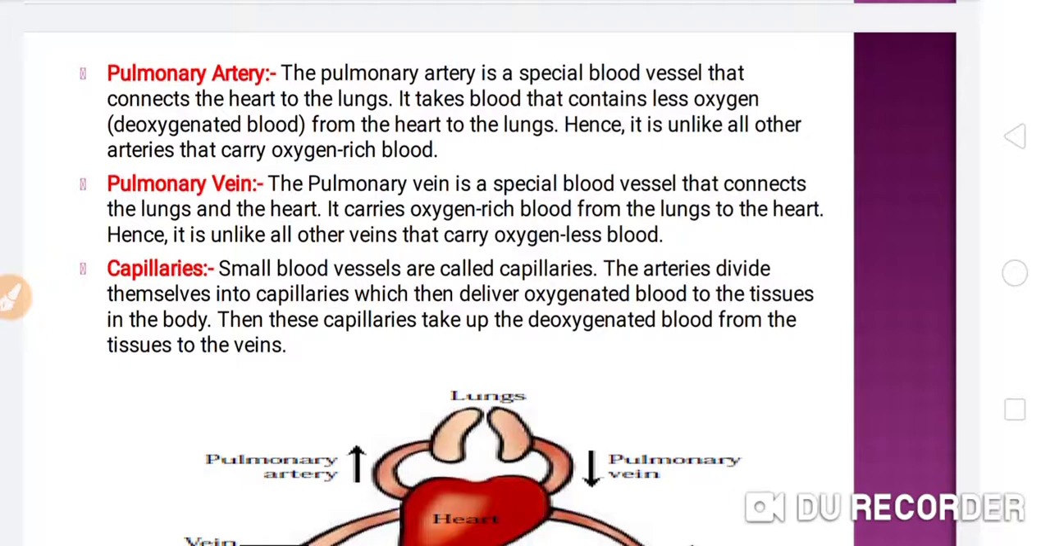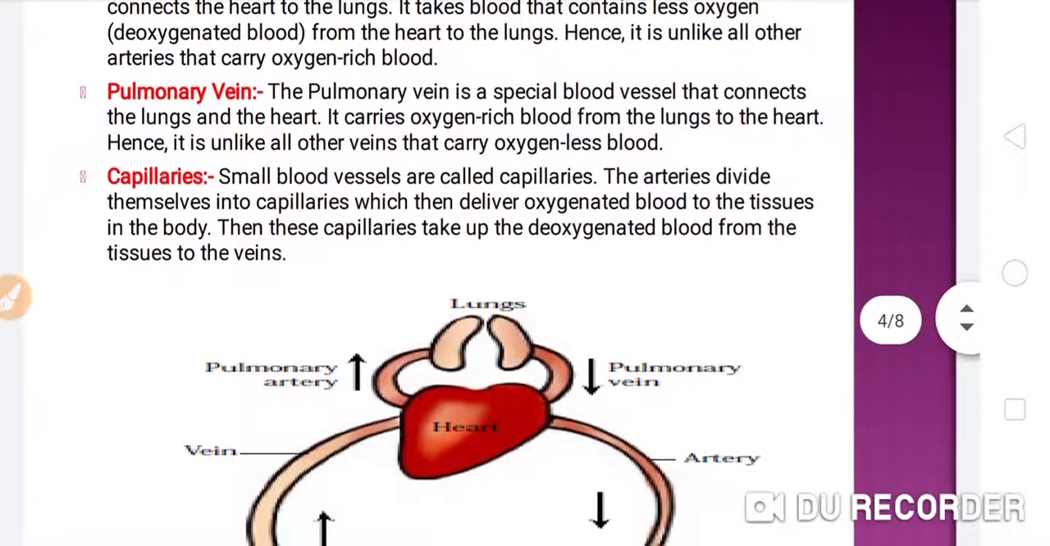Now pulmonary veins. What is the pulmonary vein? The pulmonary vein is a special blood vessel that connects the lungs and the heart. It carries oxygen rich blood from the lungs to the heart. Hence it is unlike all other veins that carry oxygen poor blood. So the pulmonary artery and the pulmonary veins both are very important parts of our circulatory system.